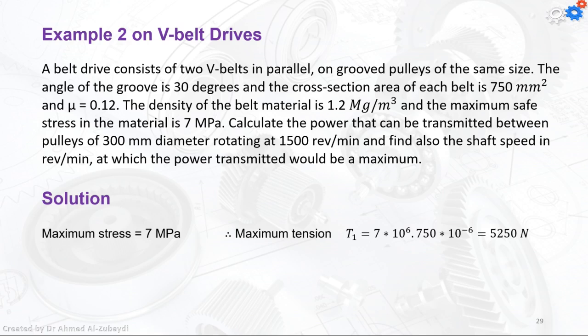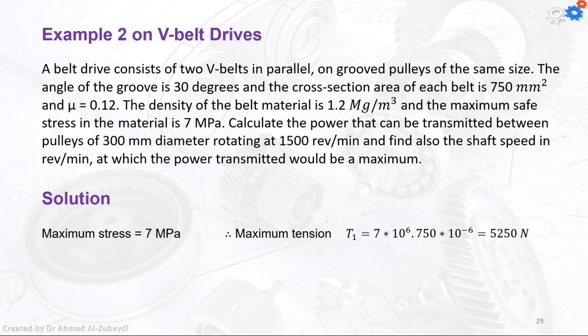Now the second example, we're going to have a different scenario. This will include the coefficient of friction in the calculation, and we know the density of the belt material. We need to find the power that can be transmitted. We need to know the mass as well and other things. So let's have a look.